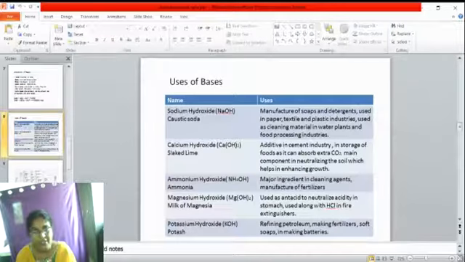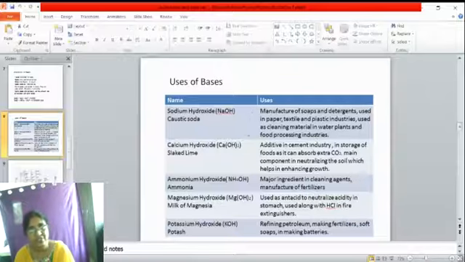Now next, coming to the uses of bases. What are the uses of these bases? Here we have sodium hydroxide, commonly called caustic soda. This sodium hydroxide is used in the manufacture of soaps, detergents, paper, textile and plastic industries, and also used as a cleaning material in water plants and food processing industries.